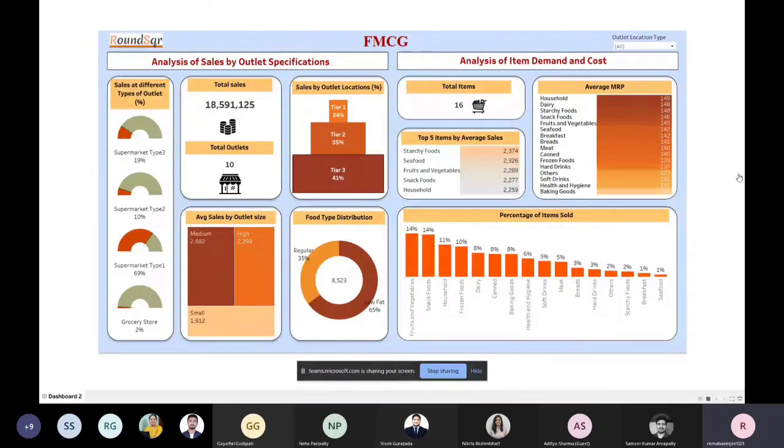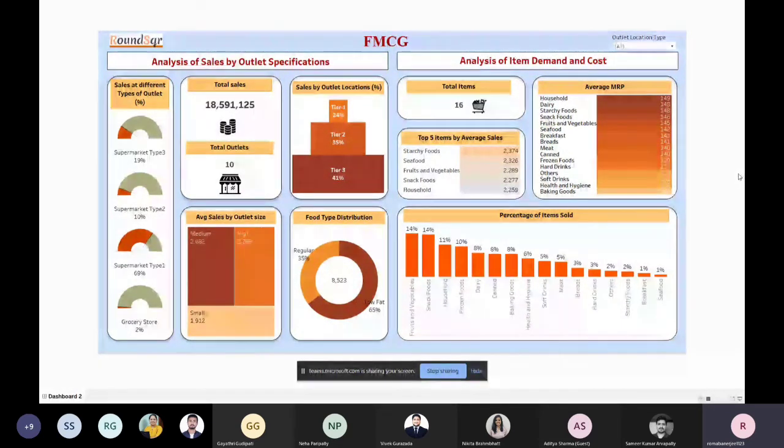so as you can see, the dashboard is basically divided into two halves. On the left, we have the analysis, which is based on the outlet specifications, and on the right, we have the analysis based on the demand and cost of the items that are being sold. And on top right, you have an outlet location type filter, from which we can choose a particular location and we can hereby decide which location is having which problem.